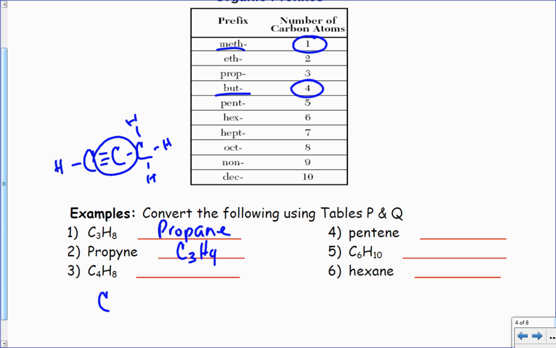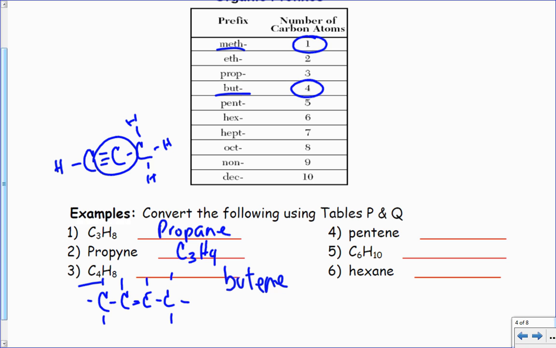Let me draw it. C4. I have 1, 2, 3, 4, 5, 6, 7, 8, so I need 1, 2, 3. I need a double bond in the middle. A double bond is an ene. I know you don't know that yet. And 4 carbons is a but, and having a double bond is an ene. Butene. So after these next 2 videos, what we're going to do is anes, enes, and ynes, and how do we do this?